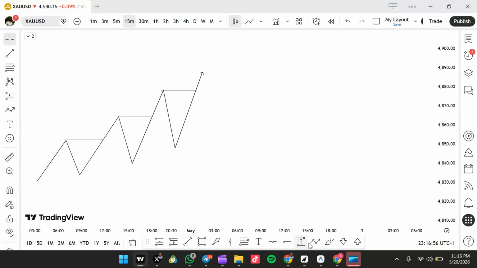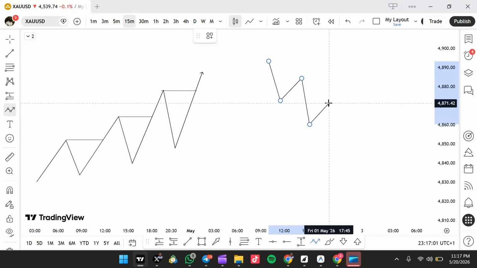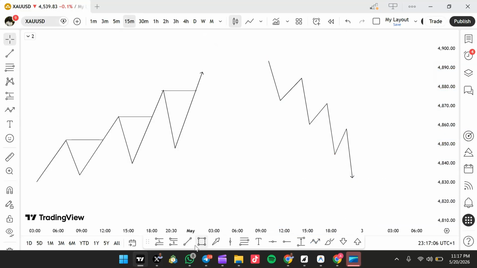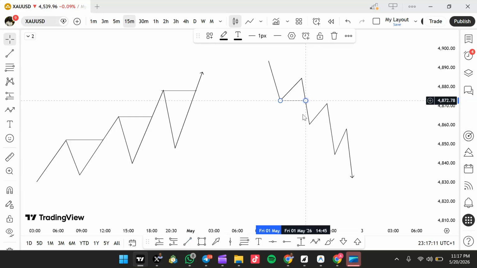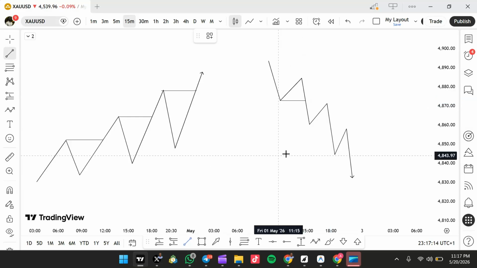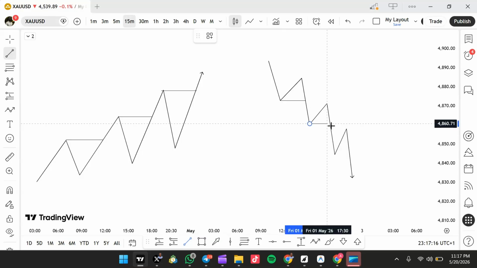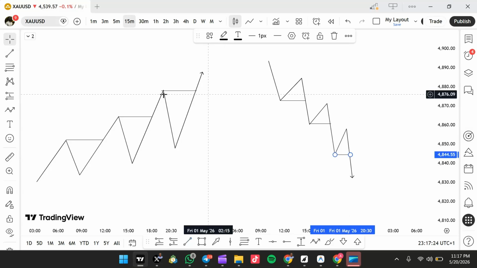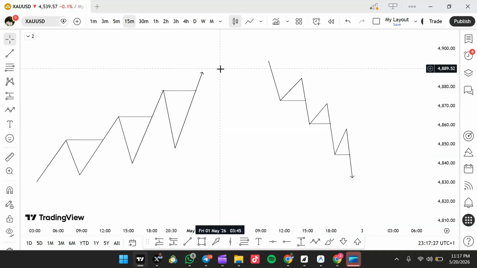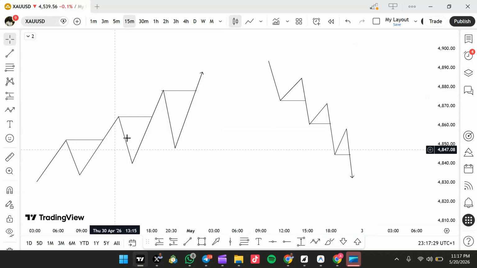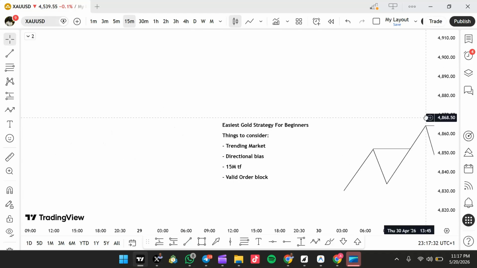Now in a bearish market, we have lower low, lower high, lower low, lower high, lower low, lower high, and then lower low. The market is trending downward, breaking structure to the downside, giving you low, high, low, and high. So this is a bearish market. The first thing I said is to identify the trend of the market, either a bullish market or a bearish market. And the second thing is directional bias.